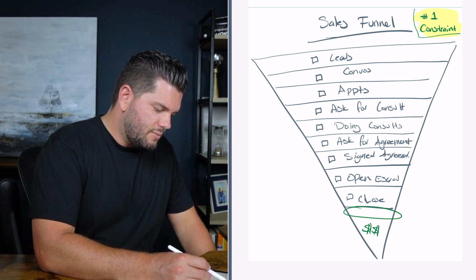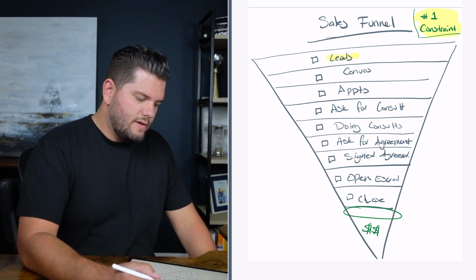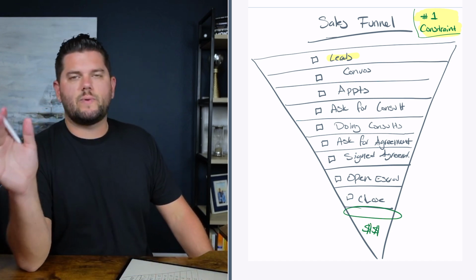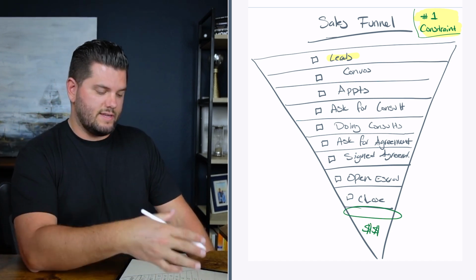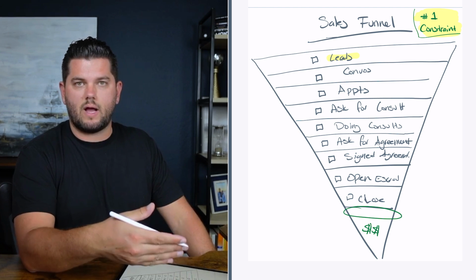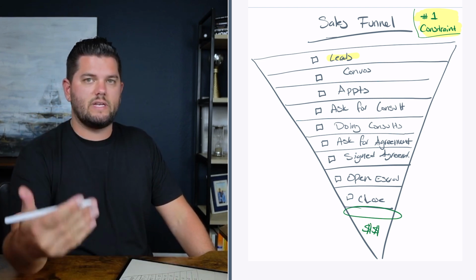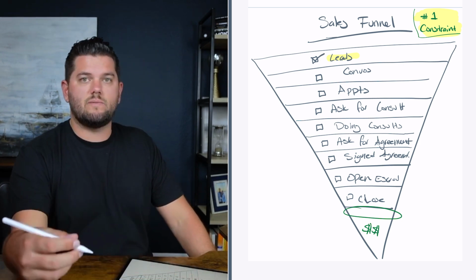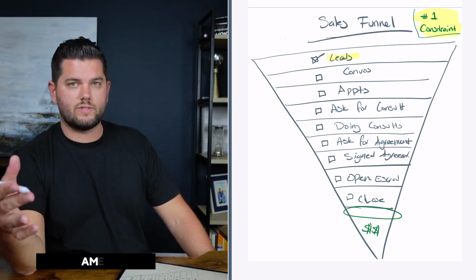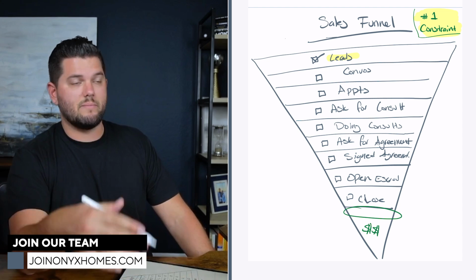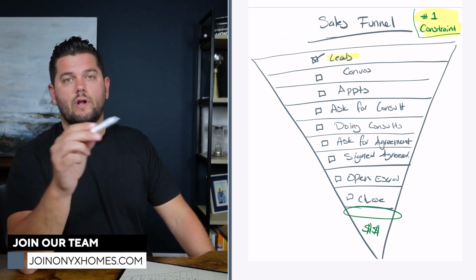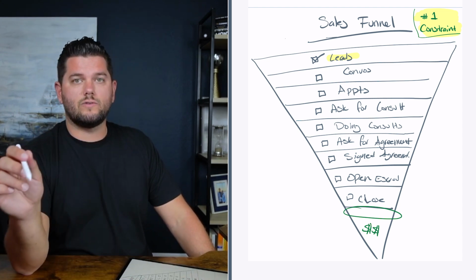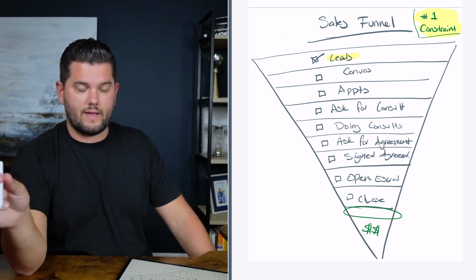So constraint number one being leads. If you are not generating enough leads, transparently, if you are on my team, you're not even allowed to have this as a problem because we generate so many leads for our agents. So if you're not generating leads and you're not on a team, you need to go join a team. And if you're local to Southern California and you're full-time and you're awesome, you should join Onyx Homes. If you're anywhere else, you should find the best team in your area and join them.